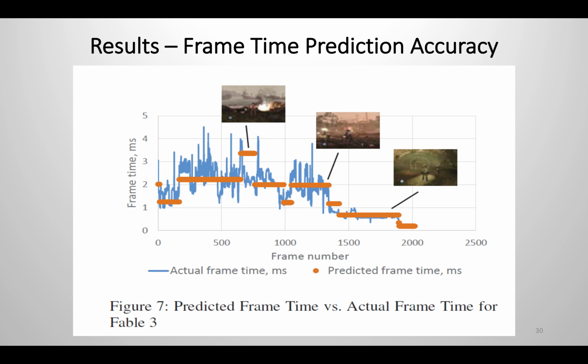The results here, we see a graph of the predicted frame time versus the actual frame time for the game Fable 3. Frame time, basically, as I explained earlier, is the time it takes for a frame to be rendered and displayed. So the lower the frame time, the better FPS you get. As seen by the orange lines, DJ is able to get much lower frame times. In all cases, you can see it's towards the lower end, and that's really good for these high end graphic games.